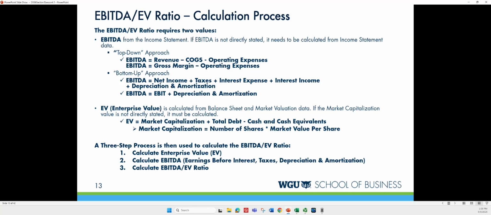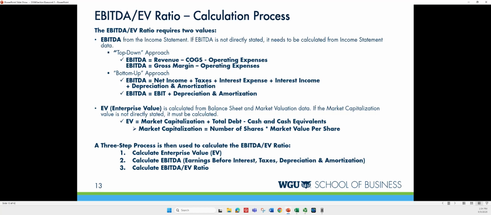If you're doing the top-down approach, then EBITDA is going to be revenue minus cost of goods sold minus operating expenses. Or you can start at gross margin minus operating expenses. If you have to take the bottom-up approach, EBITDA is going to be equal to your net income plus taxes plus interest expense plus interest income plus our depreciation and amortization. Or if EBIT is already provided, you can just take EBIT and add our depreciation and amortization.